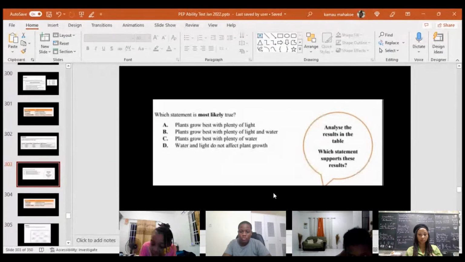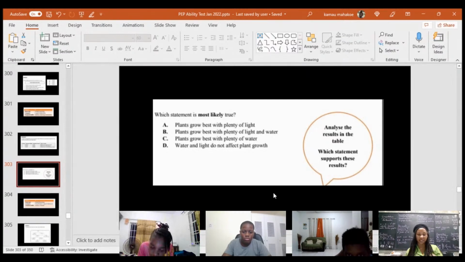Okay, miss. Analyze the results in the table. Which statement supports these results? Which statement is most likely true? A. Plants grow best with plenty of light. B. Plants grow best with plenty of light and water.